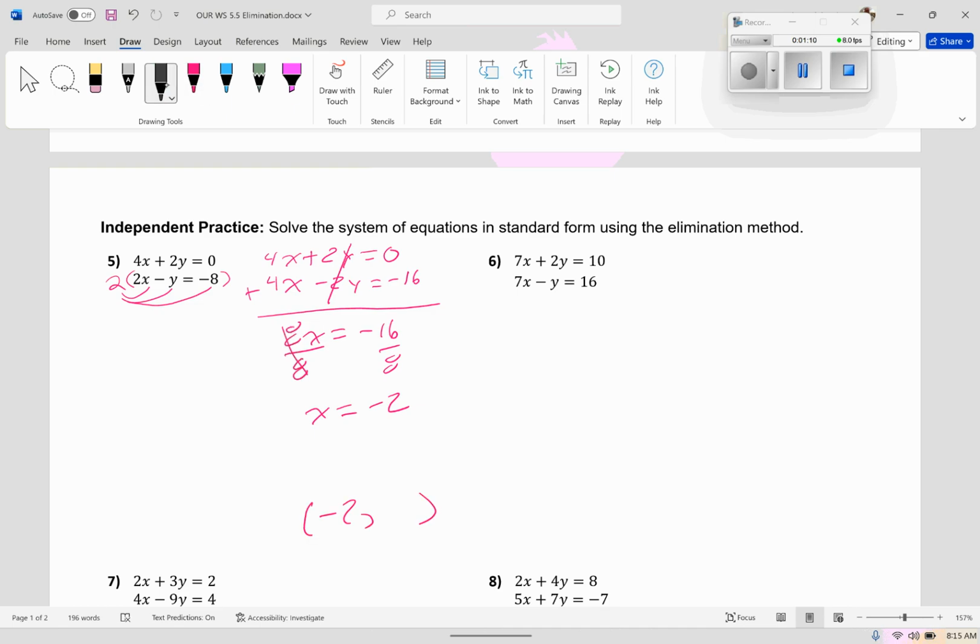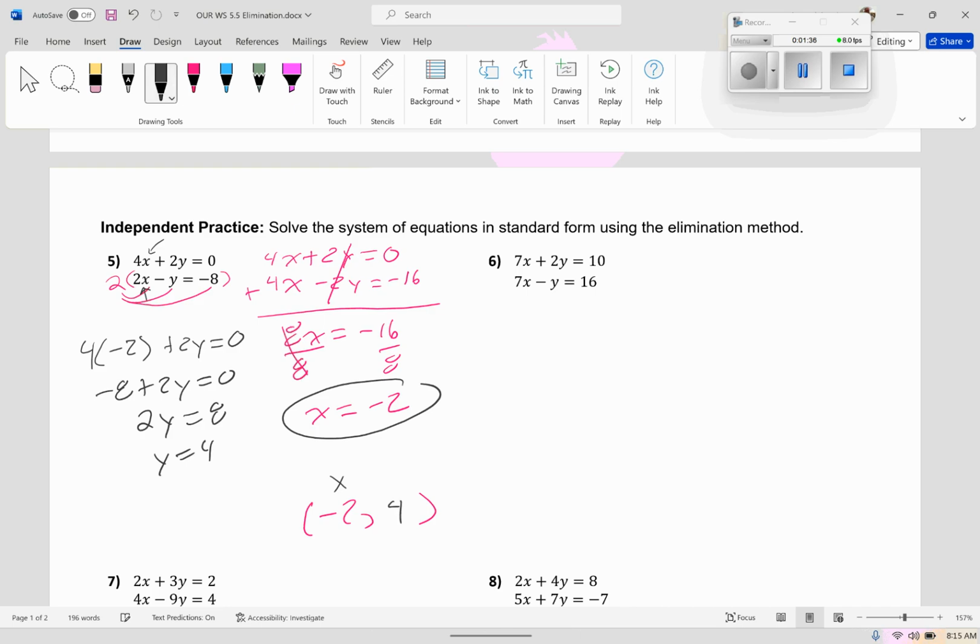The second part of my answer, we're going to take a look. We're going to take that negative 2, that x value, and plug it into either one. Doesn't matter which one we do. So that's 4 times negative 2, because there was an x there, plus 2y equals 0. That's going to be negative 8 plus 2y is equal to 0. I'm going to add 8 to both sides. Divide by 2. So my answer is negative 2 comma 4.